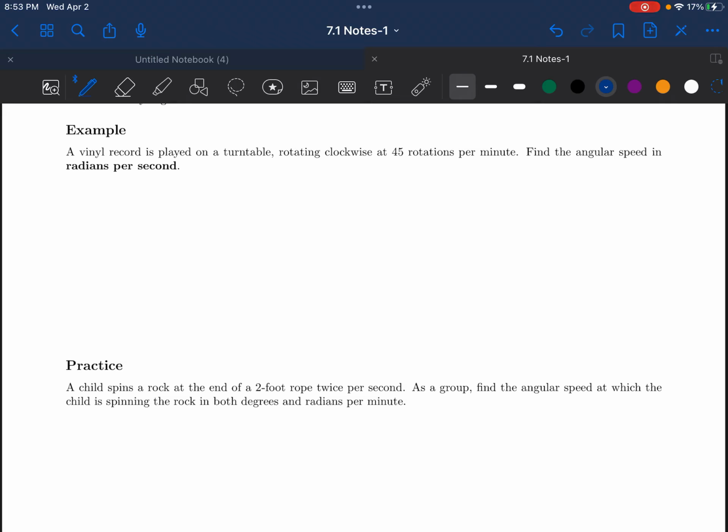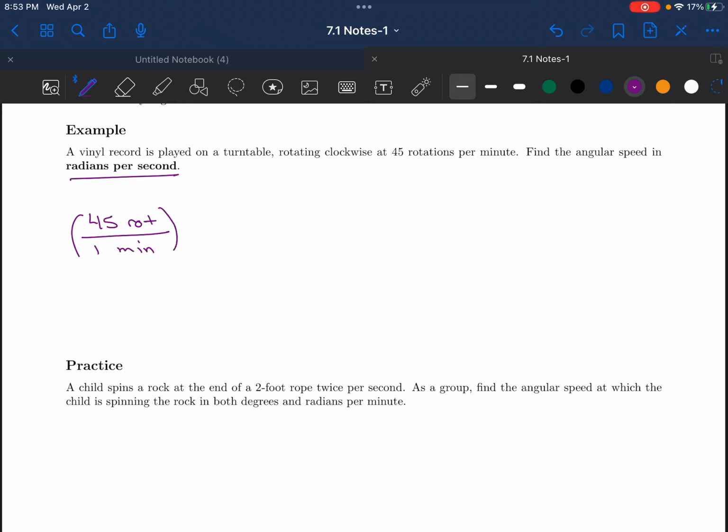Let me double check, make sure. Yep, so a vinyl record. All right, so we have a vinyl record playing on a turntable, rotating clockwise at 45 rotations per minute. And we want to find radians per second. So we know that it goes through 45 rotations per 1 minute.